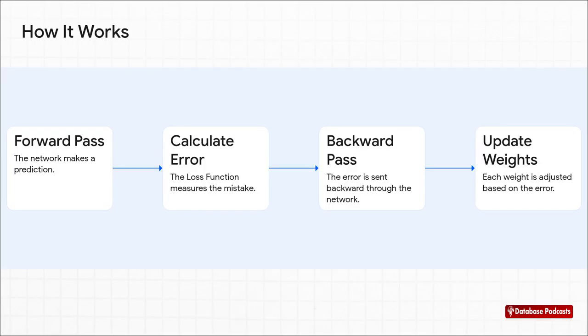So how does this workhorse actually do its job? It's basically a constant four-step dance. First up, you have the forward pass, where the network makes its guess. Second, we calculate the error using our loss function. Third, and this is the brilliant part, the backward pass, where that error signal gets sent all the way back through the network. And finally, the update, where every single weight gets adjusted just the right amount to do a little bit better next time.